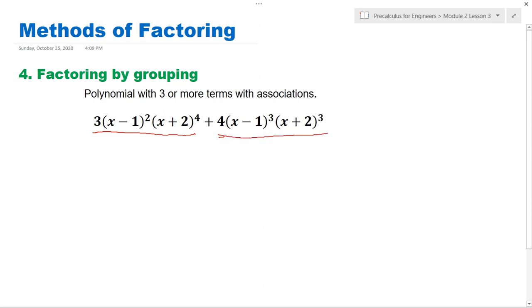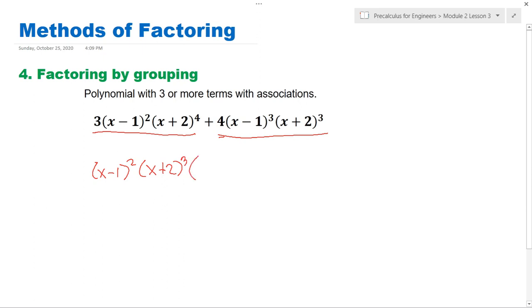The common for both terms is x minus 1 squared. Ano pa? So mag-squared tayo dito kasi cube dito, ito yung mas mababa. How about for x plus 2? Ano yung magiging factor out natin sa exponent? Hindi din 4 kasi may 3 pa dito. So yung 3 yung kukunin mo.